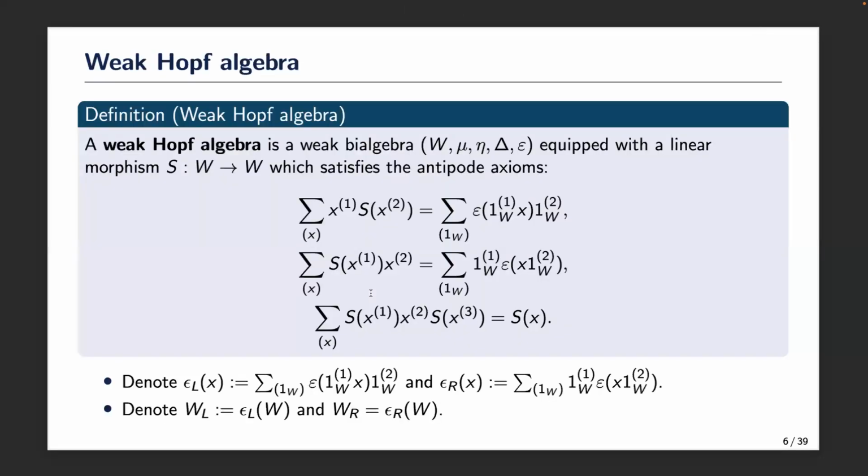And so the weak Hopf algebra is defined as follows. It is a weak bialgebra equipped with a linear morphism S from W to W, which is called the antipode. It satisfies the antipode axiom given by these three identities. These identities are weaker than the axioms satisfied by the antipode of a Hopf algebra. We denote the result of the first identity by epsilon_L, and the result of the second identity by epsilon_R. These are linear maps from W to itself, and we denote their images by W_L and W_R. These are called the left and right co-unital subalgebras of W, and they play the role of the unit object in the representation category of W.